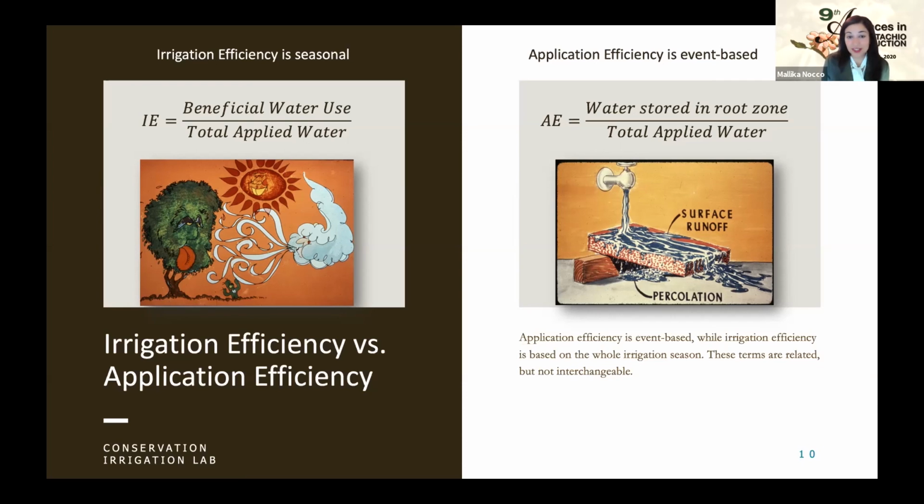Or you could have the opposite case happen. You could have a great application, but then poor irrigation efficiency over the course of the season. So definitely think about those terms differently as you're interacting in this area, looking at these different calculations that you can do to try to schedule your irrigation.